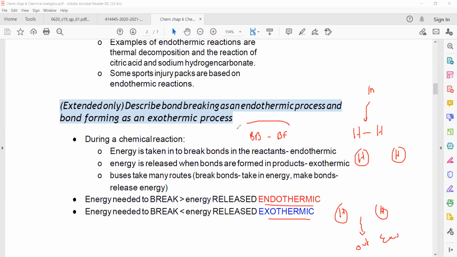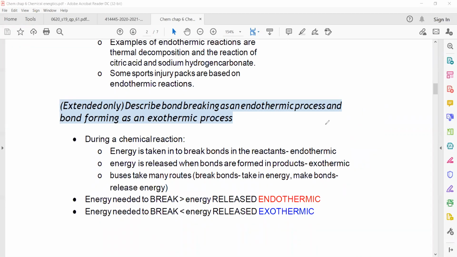When you're solving a question related to bond breaking and bond forming, you should first draw the structure of both reactants and products and work out the number of bonds. It's not about the number of atoms, it's about the number of bonds. Like when I say H2, H2 does not mean two bonds. H2 means two hydrogen atoms. You have to check how many bonds are there. So if there's only a single bond.